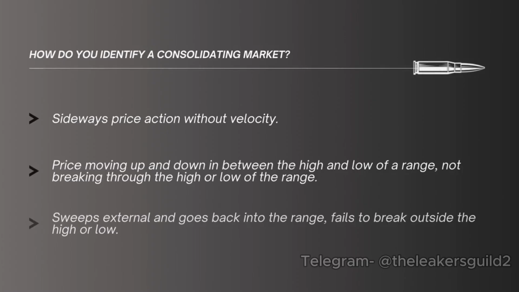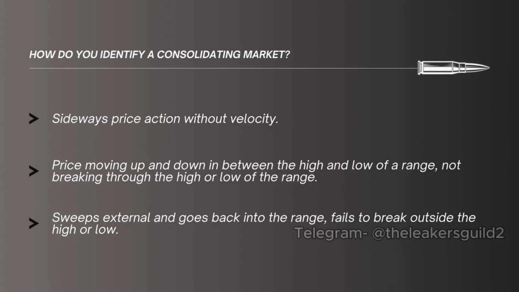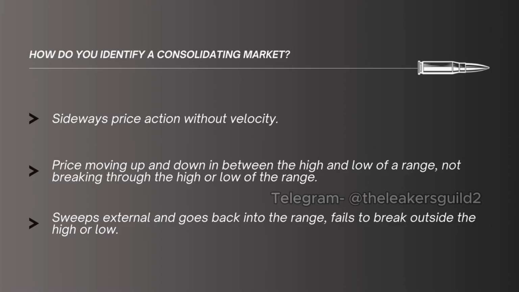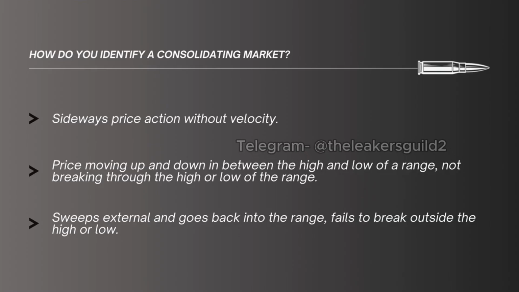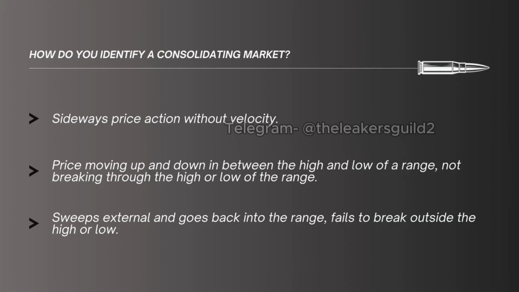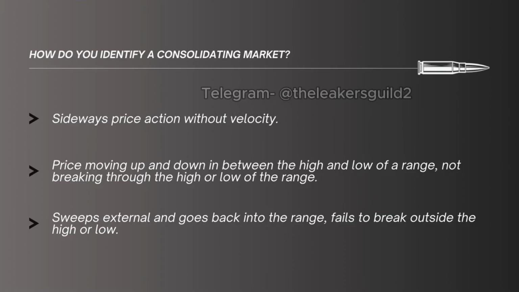Now, how do you identify a consolidating market? A consolidating market is sideways price action without any velocity. So that means price will be moving up and down in between the high and low of the range and not breaking through the high or low of that range. It will sweep external range every time and go back into the range and then fail to break outside of that high or low of the range.